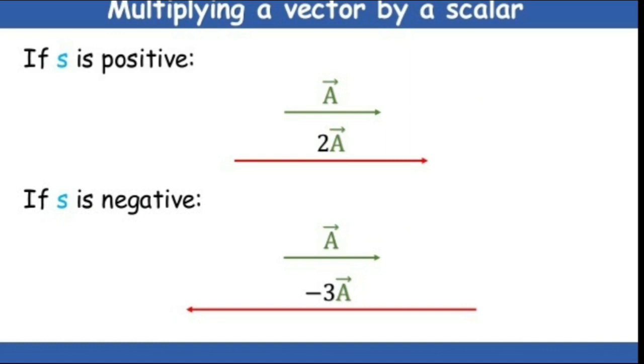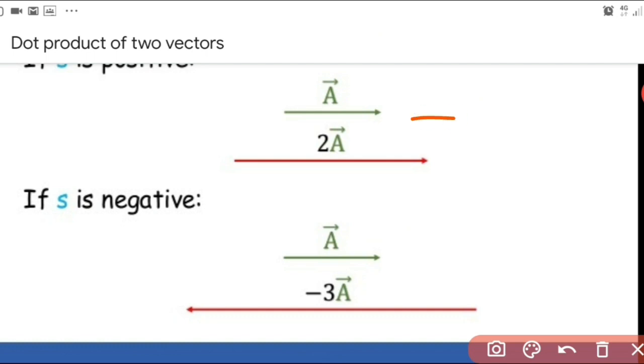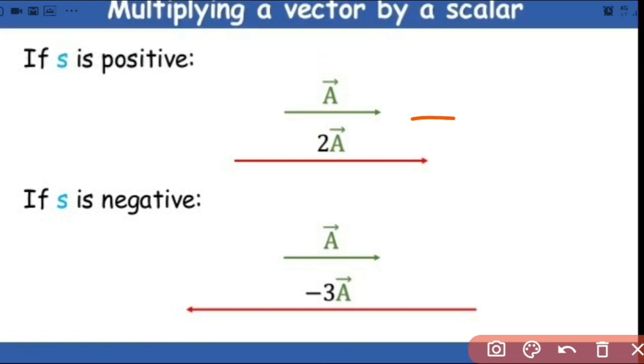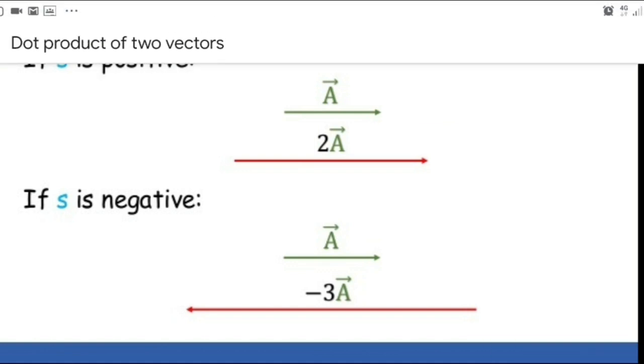For example, if vector A is in that direction as shown in the figure, then 2A will have twice the magnitude but in the same direction. And -3A means thrice the magnitude and opposite in direction. I think this we have already discussed.